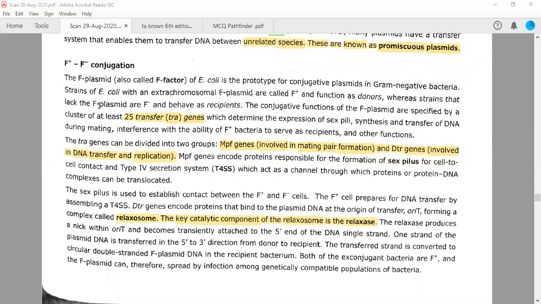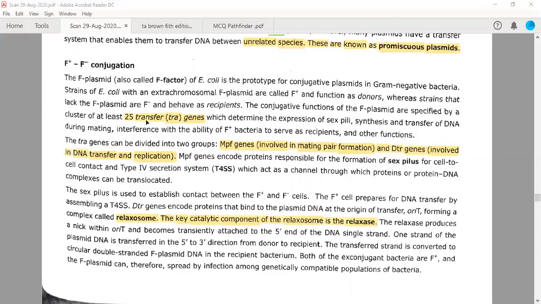Whereas the strains that lack the F plasmid are F negative, and they will behave like recipients, very similar to those individuals who do not have money, right? So they do not have the F plasmid, so they are called recipients. They will accept the F plasmid from the F positive or donor cells. Conjugative functions of the F plasmid are specified by a cluster of at least 25 genes called transfer genes, as I told you.